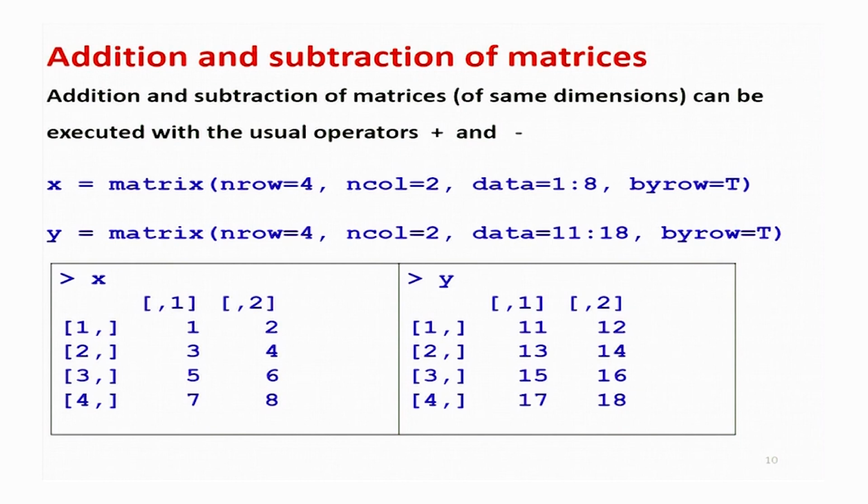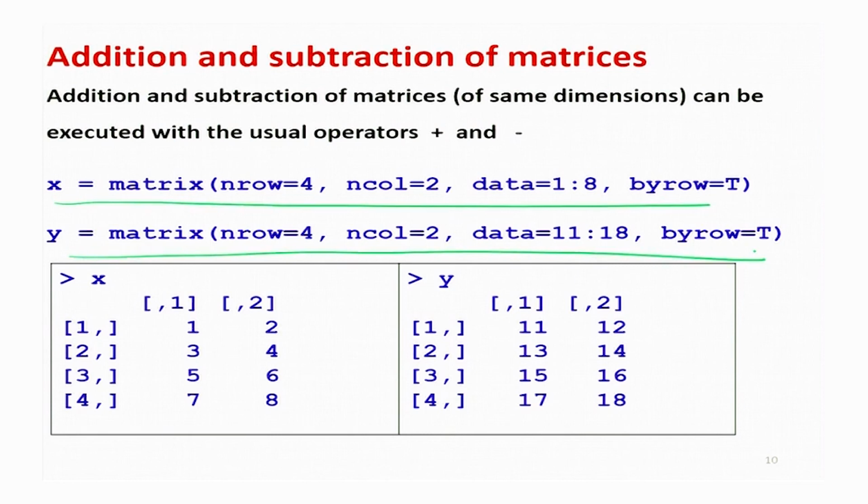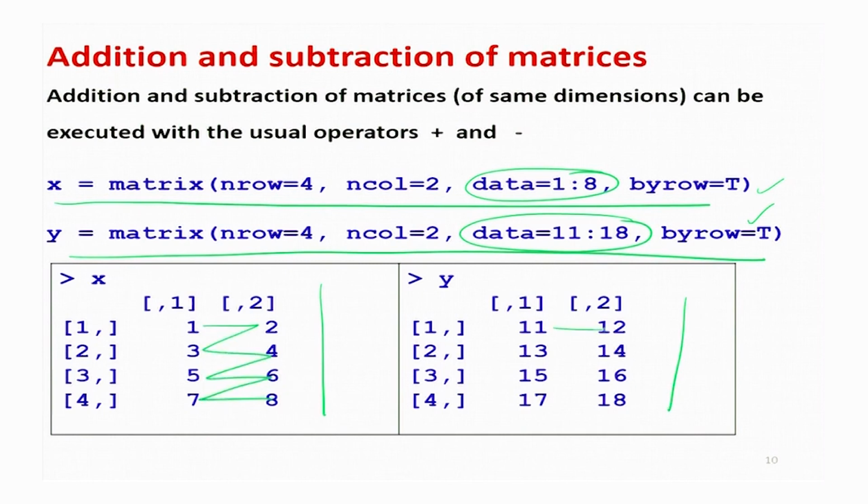In order to do such matrix operations in R, let us consider two matrices and see how they operate. I define two matrices x and y, which are 4 by 2 matrices. That means they have 4 rows and 2 columns, and the data in the first matrix is from 1 to 8, and in the second matrix the data is from 11 to 18, and in both matrices the data is arranged by rows. Now this is your x and this is your y: 1, 2, 3, 4, 5, 6, 7, 8, 11, 12, 13, 14, 15, 16, 17, 18.